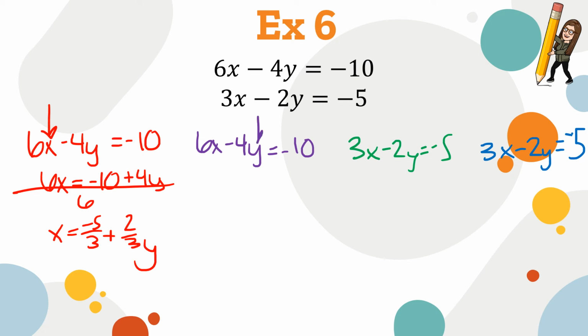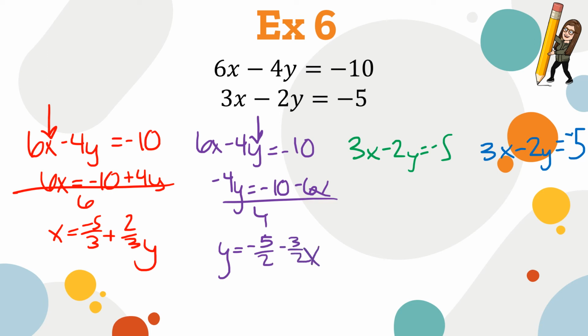Let's say I was solving for the y. All right, negative 4y, I would minus 6x over. I'd divide everything by 4. That would be negative 5 halves minus 3 halves. Well, halves are nicer than thirds, let's be real, right? Thirds are irrational, halves are better. So far, this is a better option.